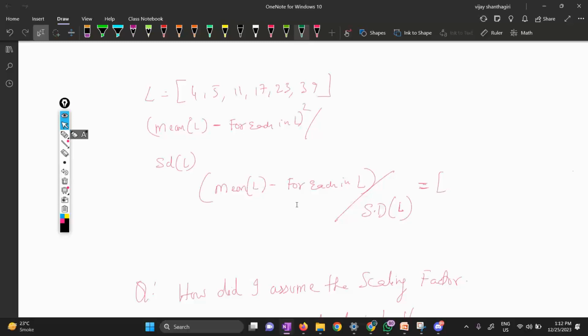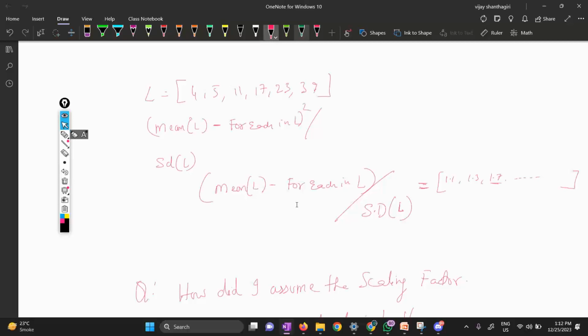A lambda expression will result in another list where you have only values like 1.1, 1.3, 1.7. All these are that many sigmas away from the mean. This one will be a high sigma away from the mean. Like that you will get sigmas away from the mean. Depending on what you want to retain, you can retain that. So that's what we have done here.